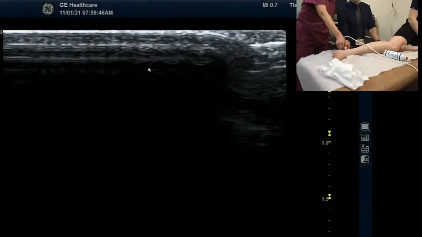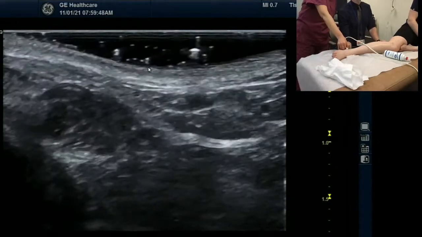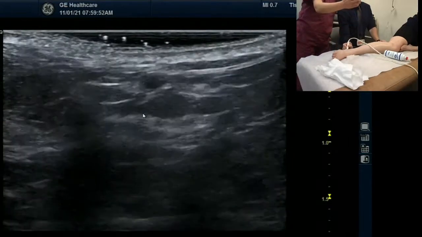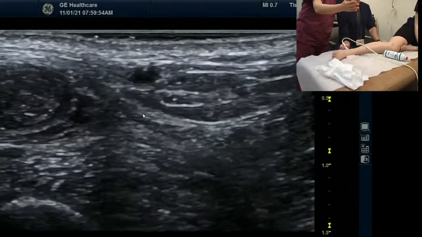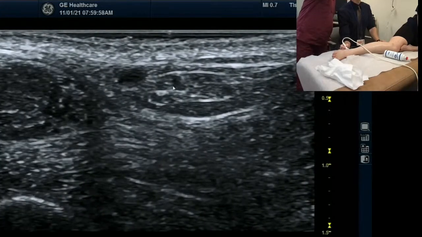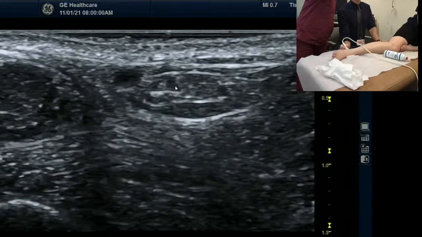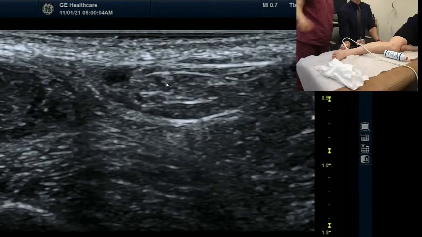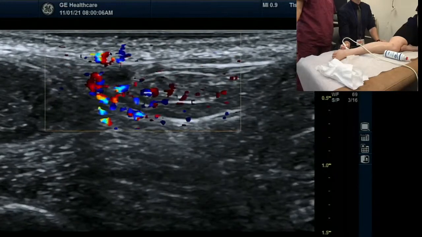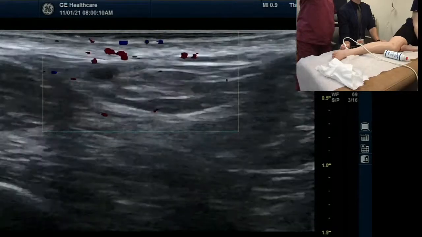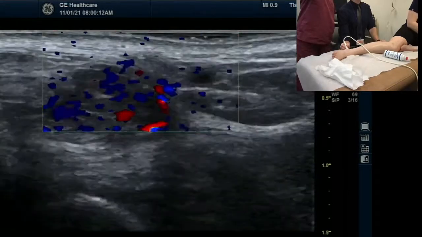So you add more gel. So you toggle. So that part next to the round one, that's the sural nerve. But you can put the color flow on the dark one. And this is as we're halfway to the Achilles, but we're stopping.